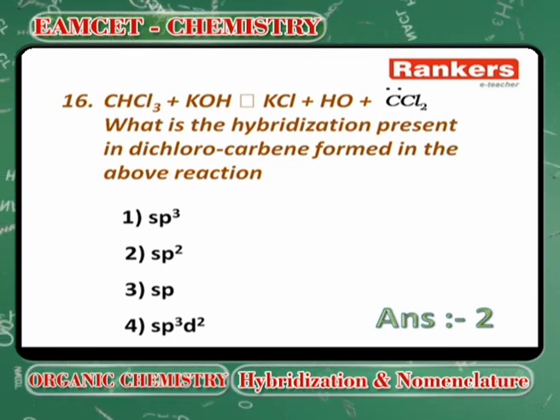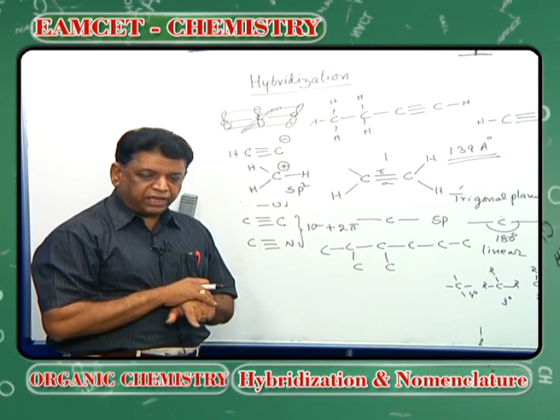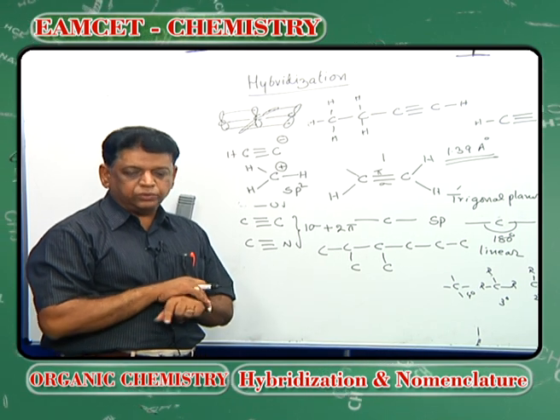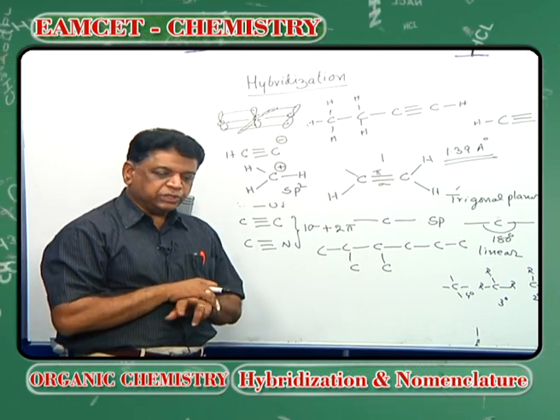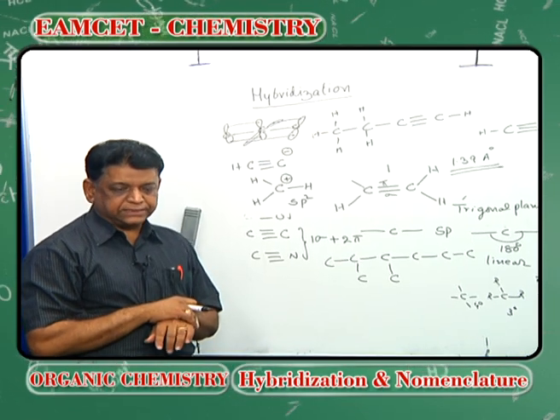This is a neutral species which has one vacant orbital and also a filled orbital. So, it acts as an electrophile cum nucleophile, but in these two reactions it is an electrophile. So, it has sp2 hybridization. Next.